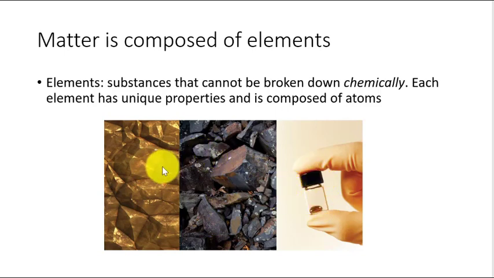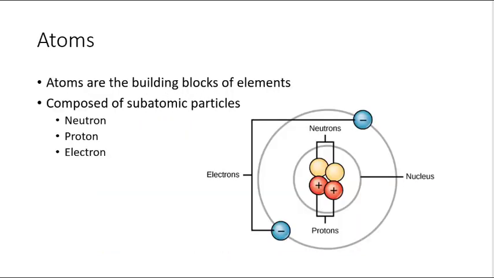Each element has its own unique properties and is composed of atoms, but only of atoms of that specific element type. Here, we're going to dive more into what atoms are and atomic composition. Again, atoms are the building blocks of elements. Atoms are the building blocks of molecules as well, right? Each atom of every single element is composed of what we call subatomic particles, and it's these different subatomic particles that give elements their unique characteristics.